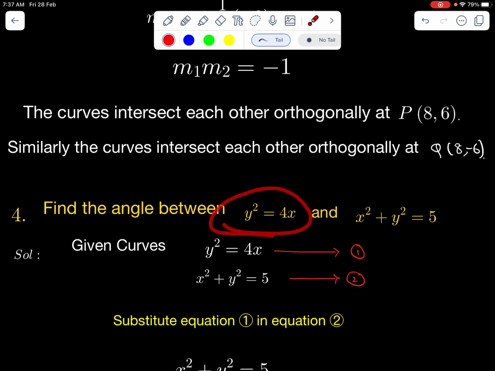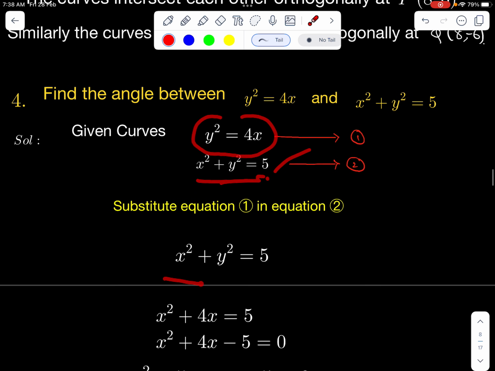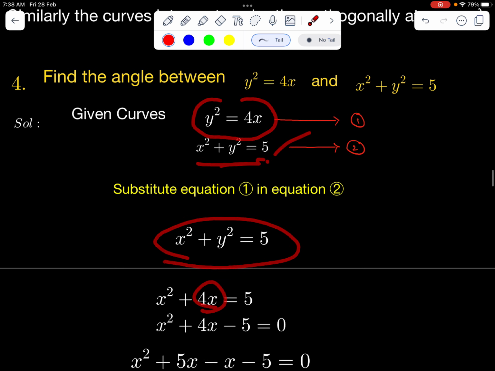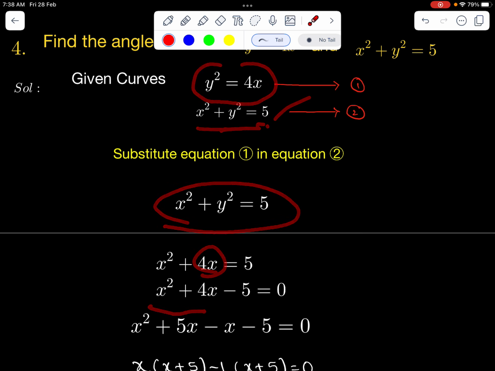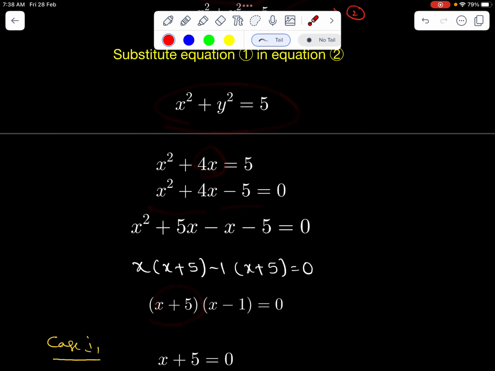Find the angle between y square equal to 4x and x square plus y square equal to 5. This sum is the same as the third sum. Substitute the value of y square in the second equation. Therefore, y square equal to 4x, substituting, x square plus 4x minus 5. I am getting (x plus 5) into (x minus 1) equal to 0.